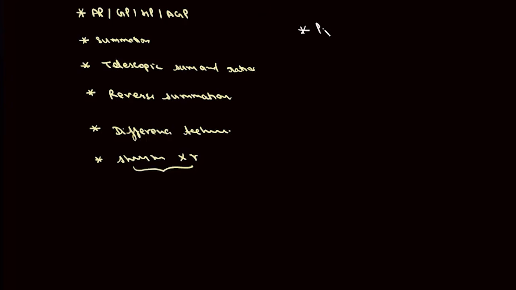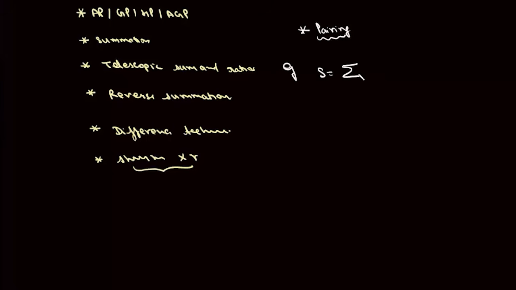One technique is pairing. Now in this, what we do is we pair two or more terms such that our series becomes simple. Say for example, we are given the series, find the summation, k varies from 1 to n, f(k) upon f(k) plus f(n plus 1 minus k). Now basically this is reverse summation, right?